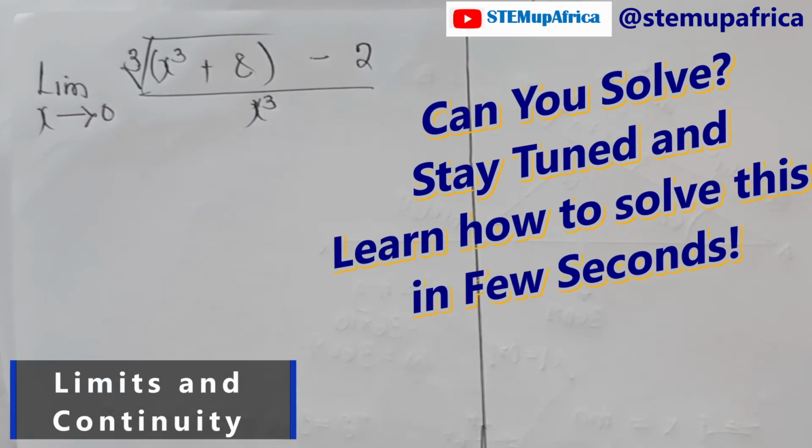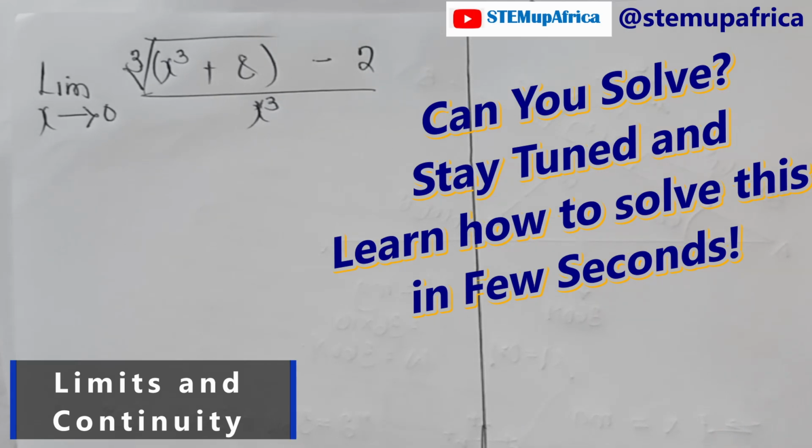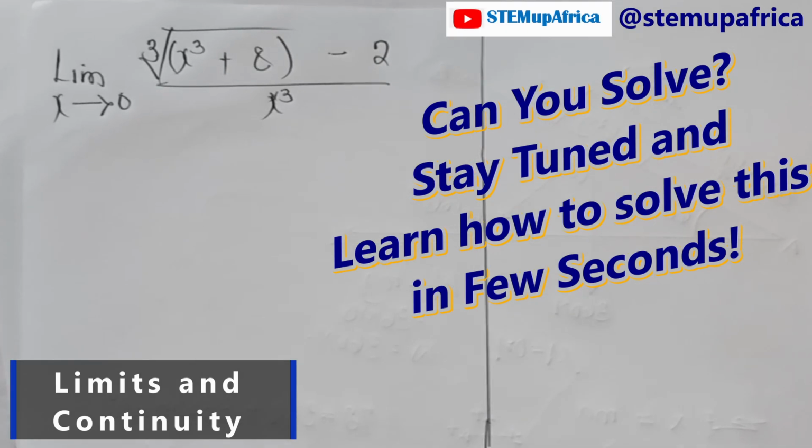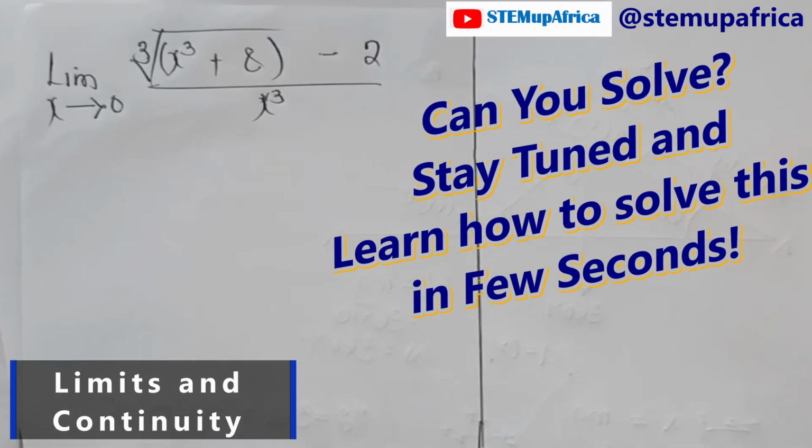Good day, everybody. So today we have another question under limits and continuity. We are asked to find the limit of the cube root of s cubed plus 8 minus 2, over s cubed. So what do we mean by limit? Limit means everywhere you see the variable, substitute that limit value.